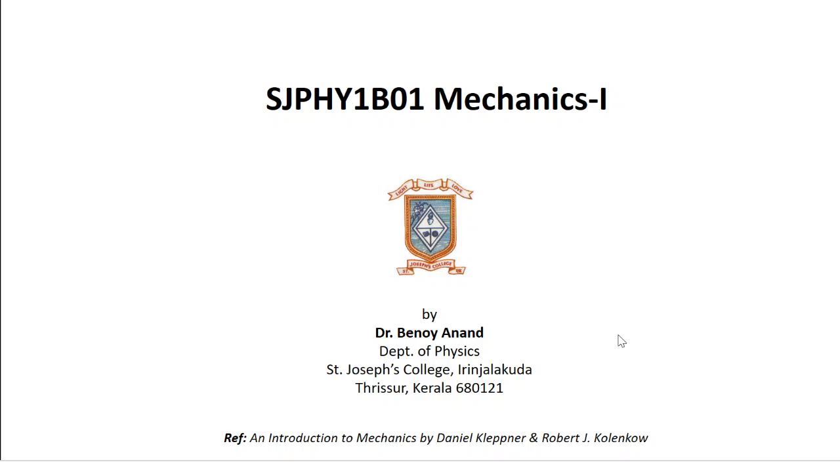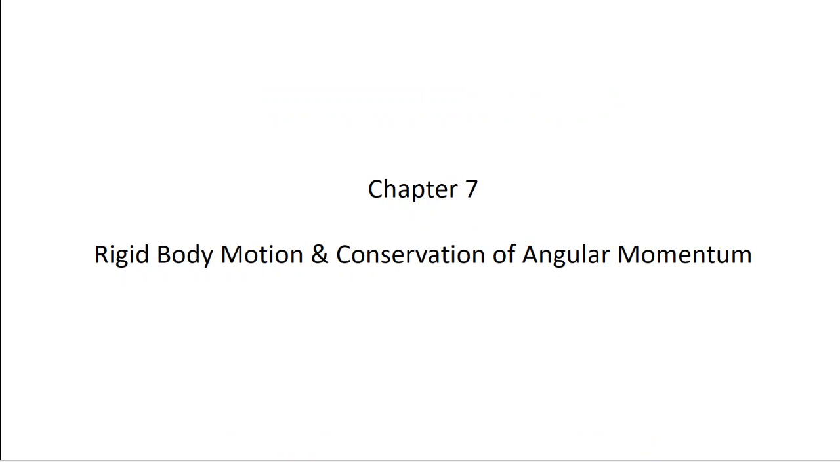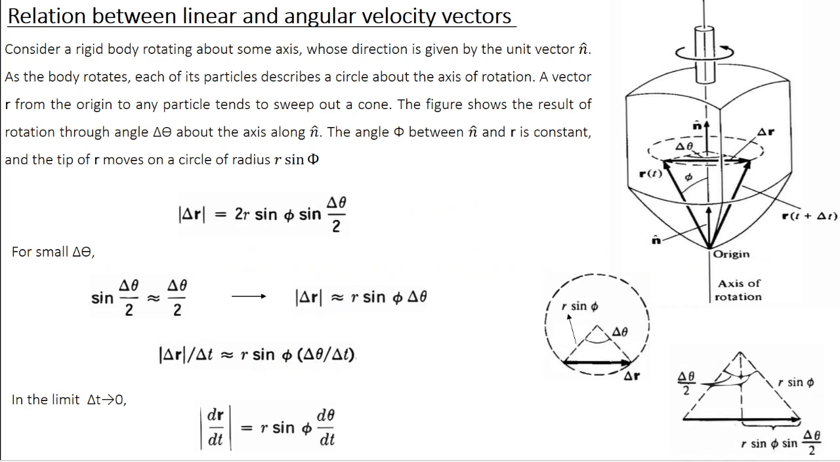SJPHY1B01 Mechanics 1. The contents of this course is taken from An Introduction to Mechanics by Kleppner and Kolenkow. We will continue to discuss topics from Chapter 7, Rigid Body Motion and Conservation of Angular Momentum. In the last class, we talked about the vector nature of angular velocity and angular momentum. Today, let's see the relation between the linear velocity vector and the angular velocity vector.